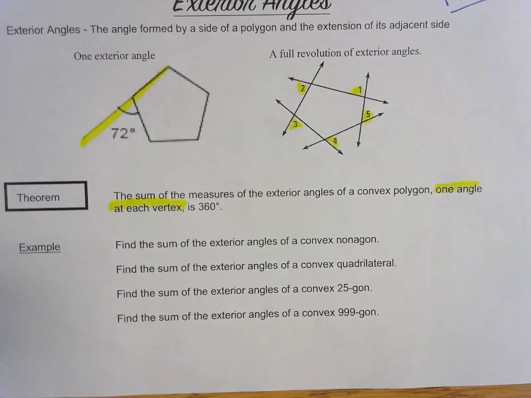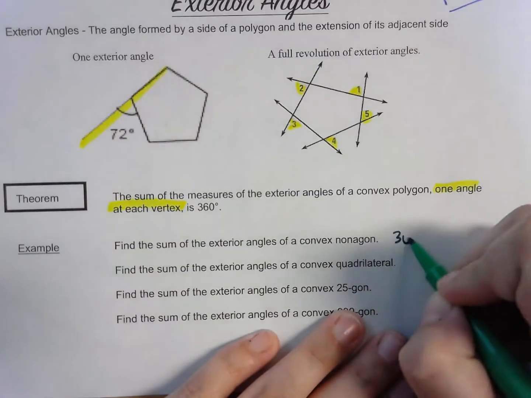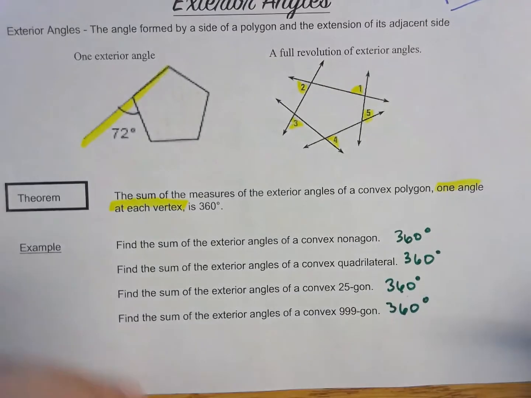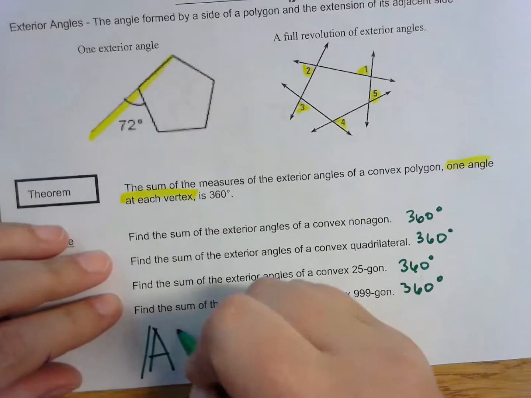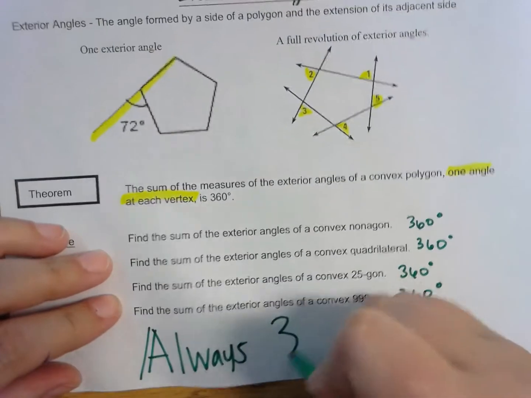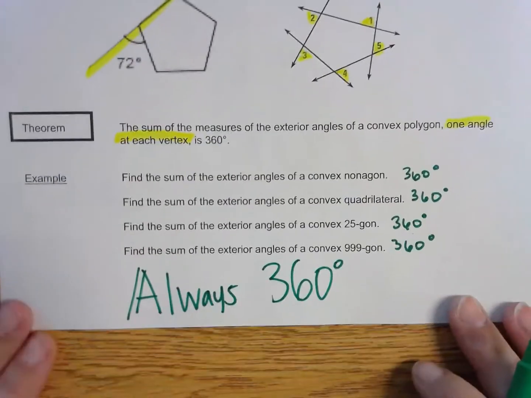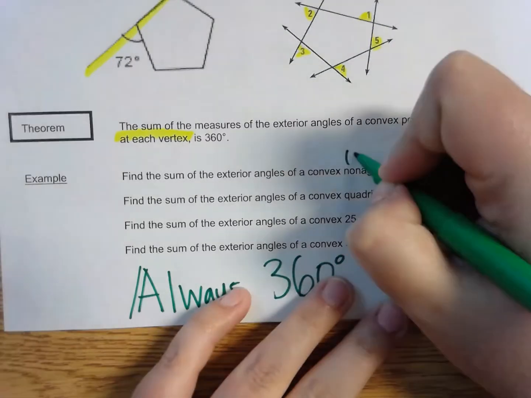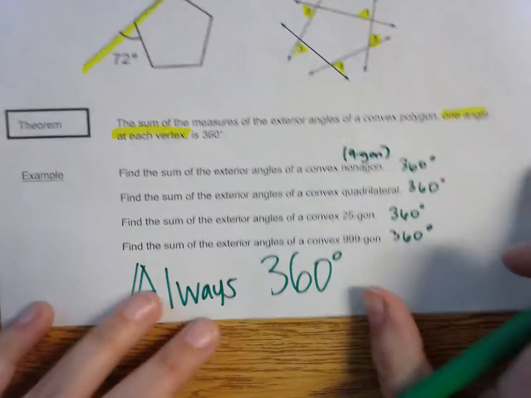This should be really fast then. What's the sum of the exterior angles of a convex nonagon? Aren't they all the same thing? Yes. They're all what? Told you they were gonna be nice. So really here it is just always 360 degrees, even though they try to scare you with 99, 99 and gone. A nonagon has how many sides again? 9. Okay. All right.